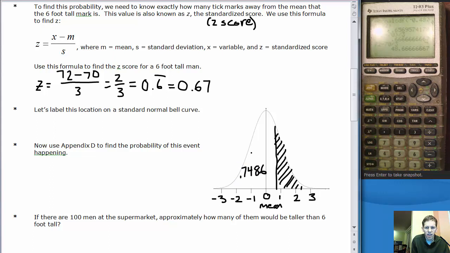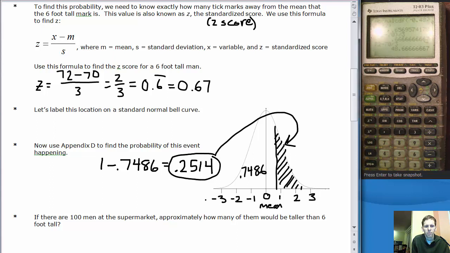That's the area to the left of this line. That's not what we want. We want the area that's to the right of this line. So we need to subtract this value from 1 to figure out the amount that's on the right side of this line, the shaded region. And when you take 1 minus 0.7486, you get 0.2514. That's the answer we want. That's the region that's over here.